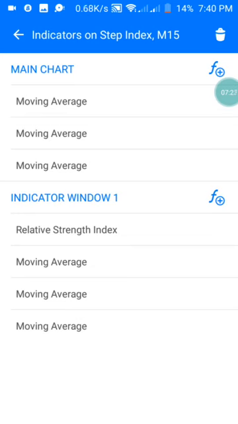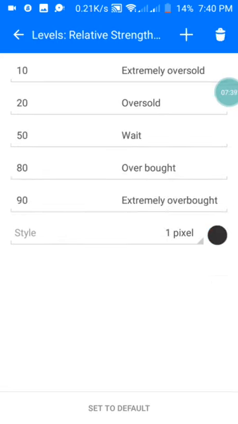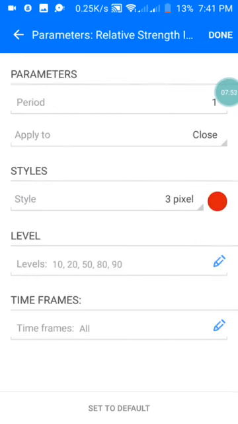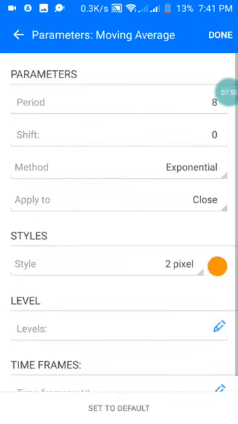We have our relative strength index. Our relative strength index has the period of 1, applied to close, and the style in red color, and our levels are 10, 20, 50, 80, and 90, which is my oversold, weight, overbought, and my entry. So you can screenshot this place also and set it up on your phone, and press on done.